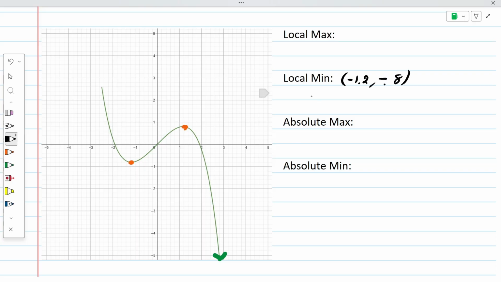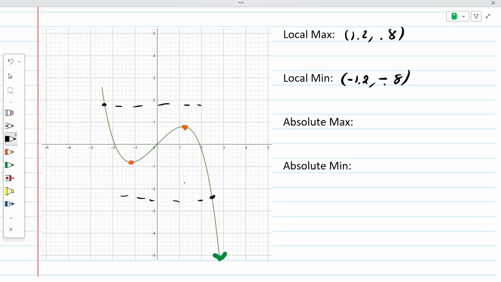Okay, and then we have a local maximum at around, we'll say, 1.2 and 0.8. Okay, but are any of these global maximums or absolute maximums? And no, they're not, because we can see over here there's a point and it's larger than this max, and there's a point that's lower down here.